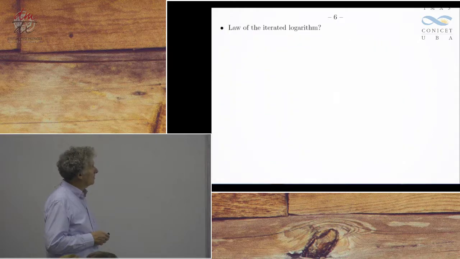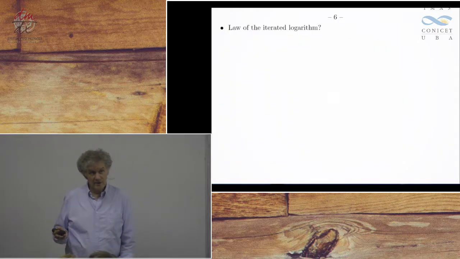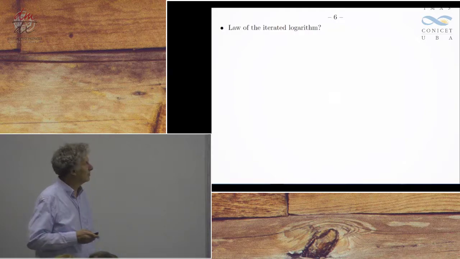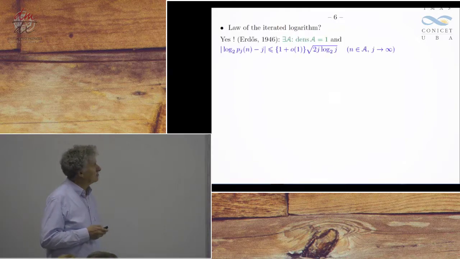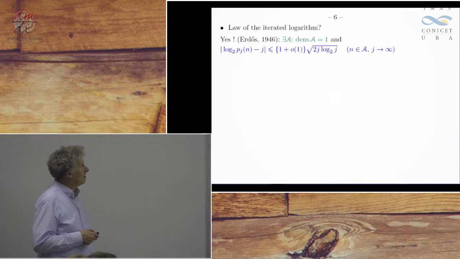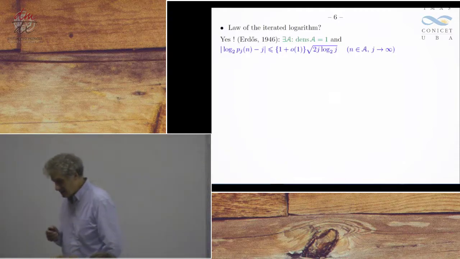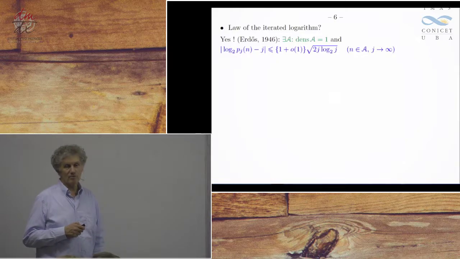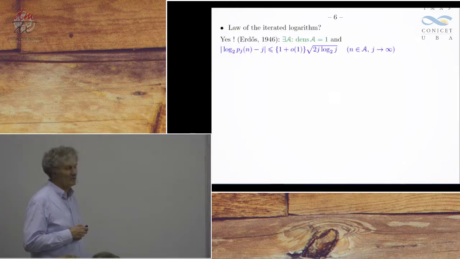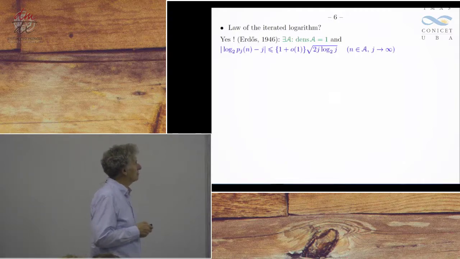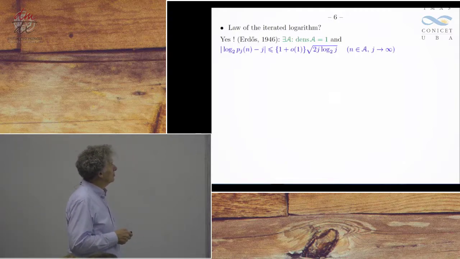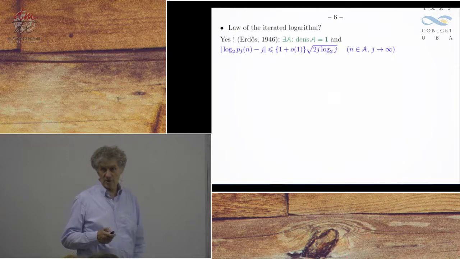Good, so far. Now, is there a law of the iterated logarithm? Why not? Well, the answer is yes. And Erdős actually proved this in 1946. We wrote a book with Richard Hall in 1988 and actually gave a complete proof of Erdős' result, but his ideas were there. And you can show that the log of the jth prime factor is close to j with an error which is root 2j log j.